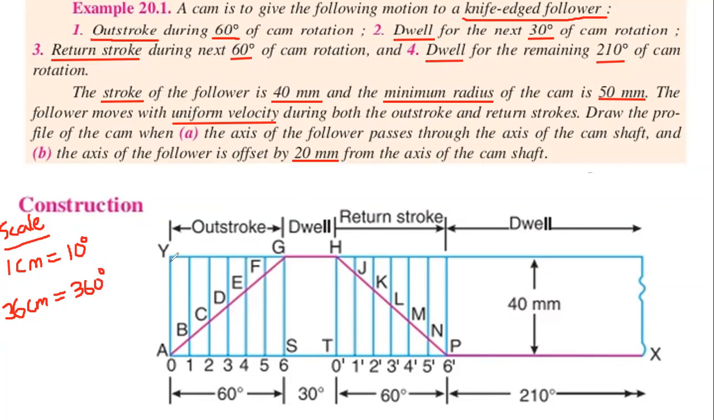So we have to draw a rectangle with a height of 40 mm and length of 36 mm. So 36 mm is for the scaling purpose. So that is why we are taking the 36 mm. So in total, the rectangle is to be drawn with a height of 40 mm and a length of 360 mm.